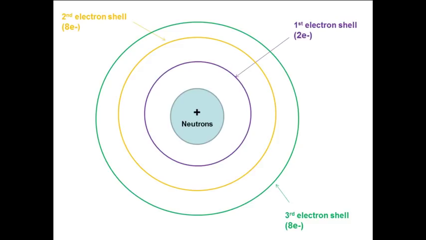Each electron shell can carry a certain number of electrons. The first electron shell can carry up to 2 electrons. If the atom has more than 2 electrons, they cannot go into that first electron shell. They have to go up to the next shell. The second electron shell can carry up to 8 electrons, as can the third electron shell.